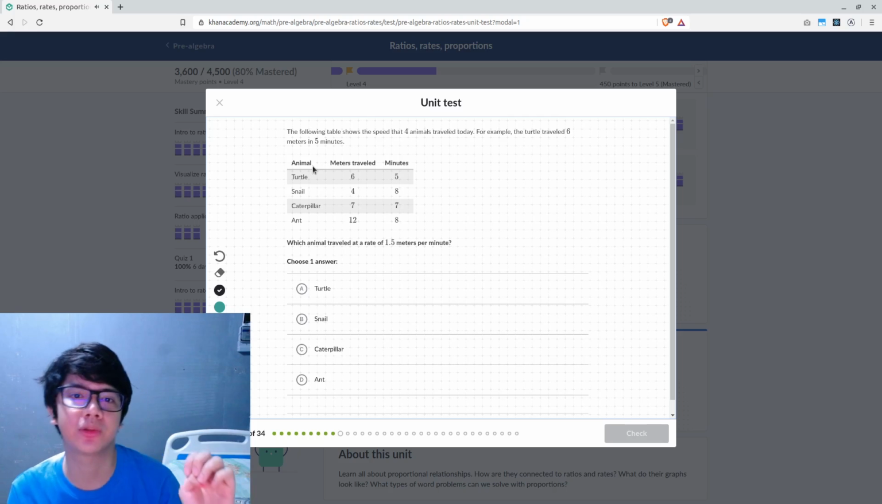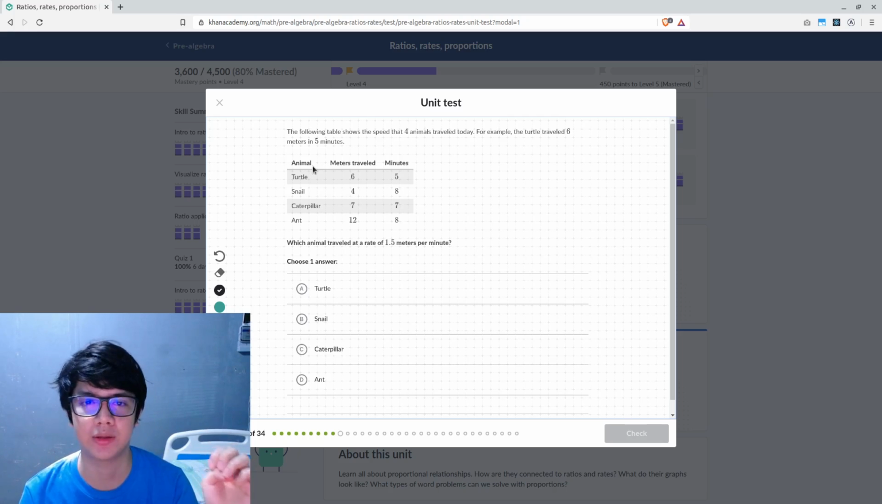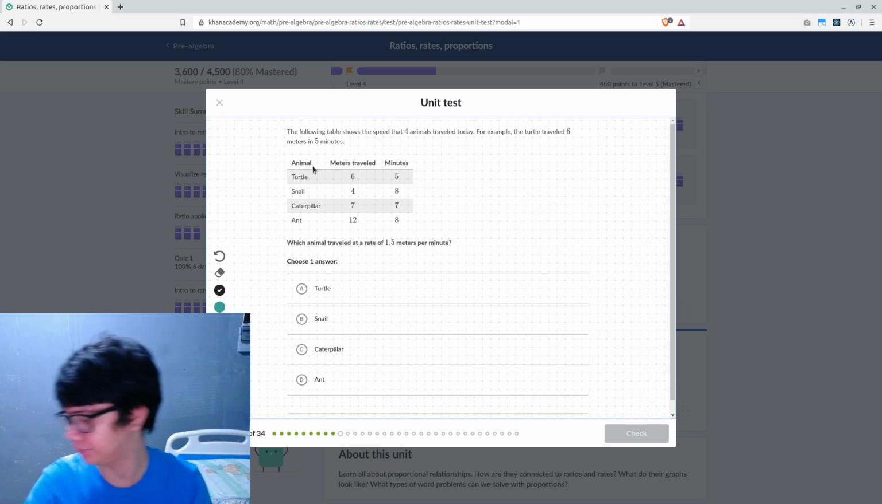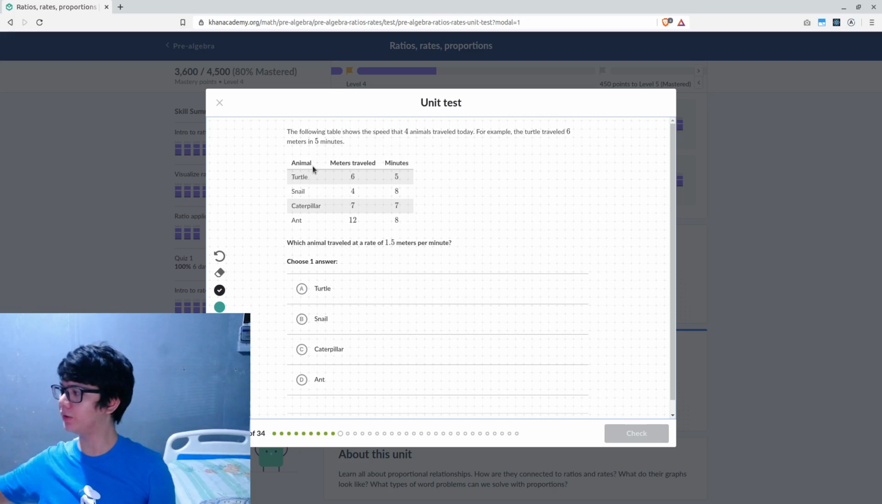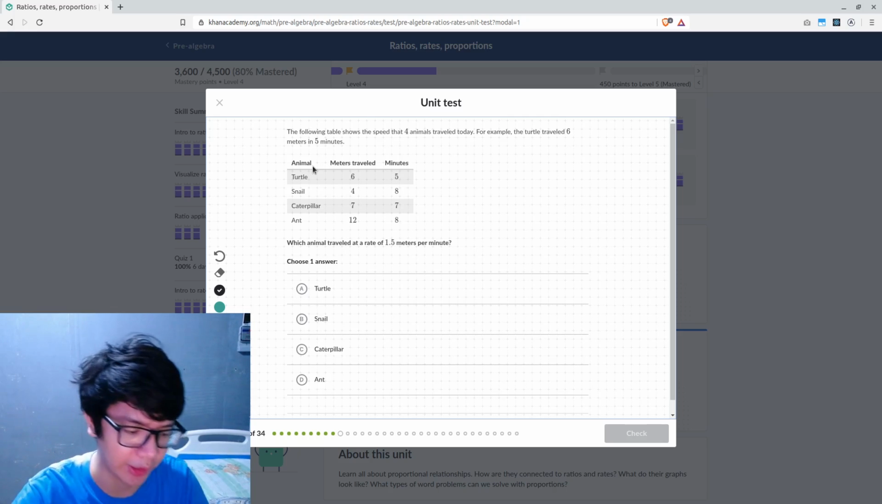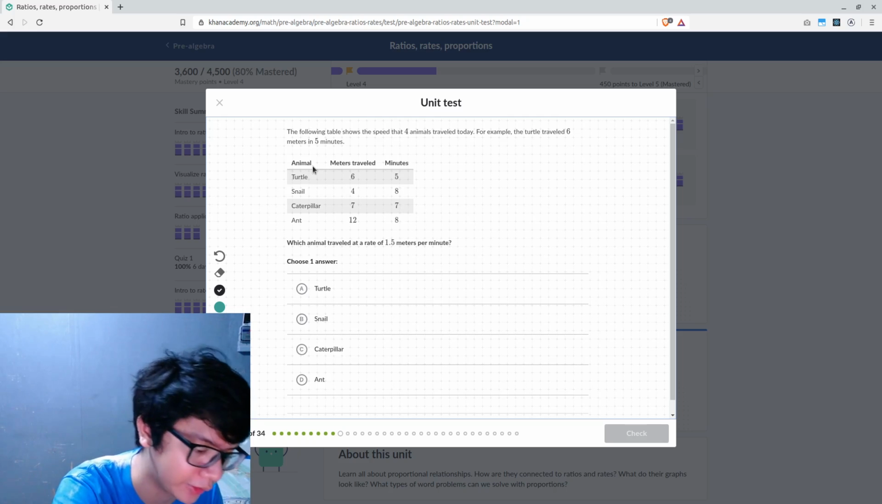The following table shows the speed that I'm. Just gonna grab my coffee. Oh yeah, coffee. I love coffee.